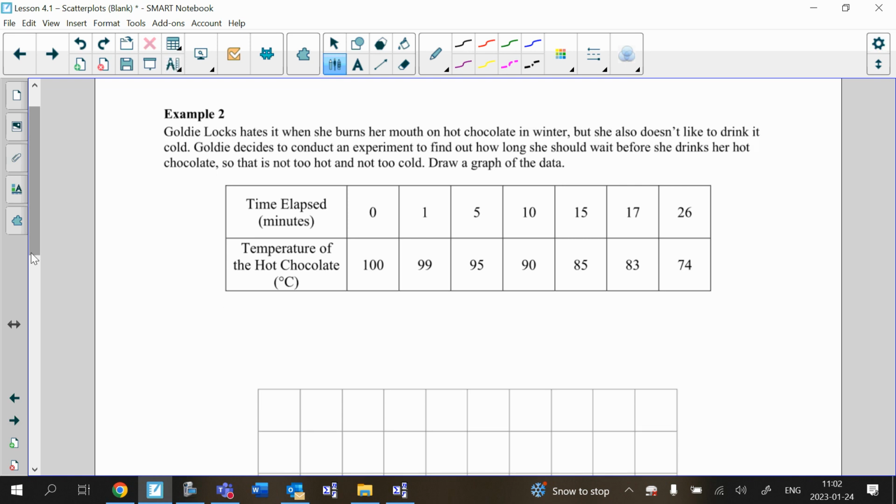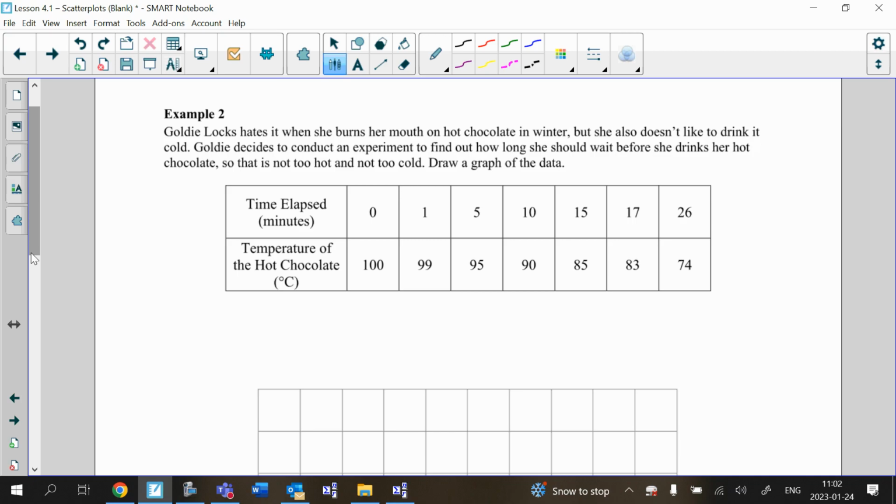We want to draw a graph of this data. So we set it up the same way. Just make sure you have everything out. Title, labels for axes, proper scale, and then points. And then we have to also determine, can we connect them?